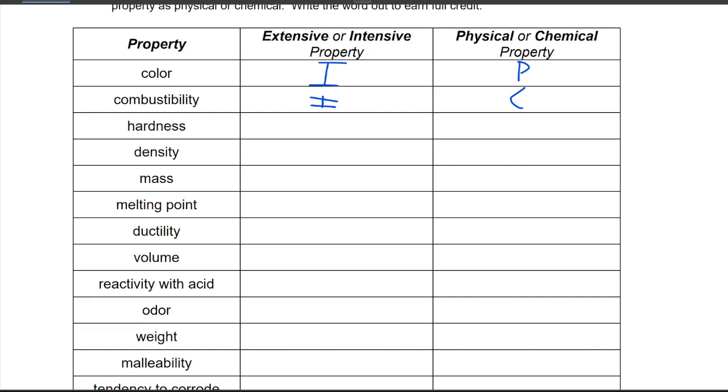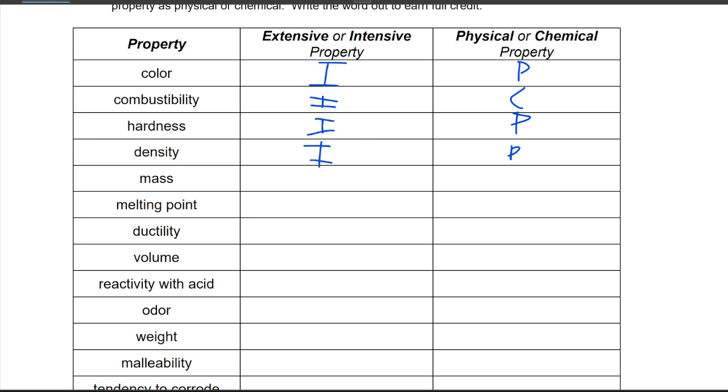Hardness. Hardness is intensive. Again, hardness of the aluminum cube will not change depending on the size of the cube. It is a physical property. Has nothing to do with chemical reactions. So density is also intensive physical. So density was one of our examples for intensive. The density of the two aluminum cubes won't change depending on the size. And is physical, nothing to do with chemical reactions.